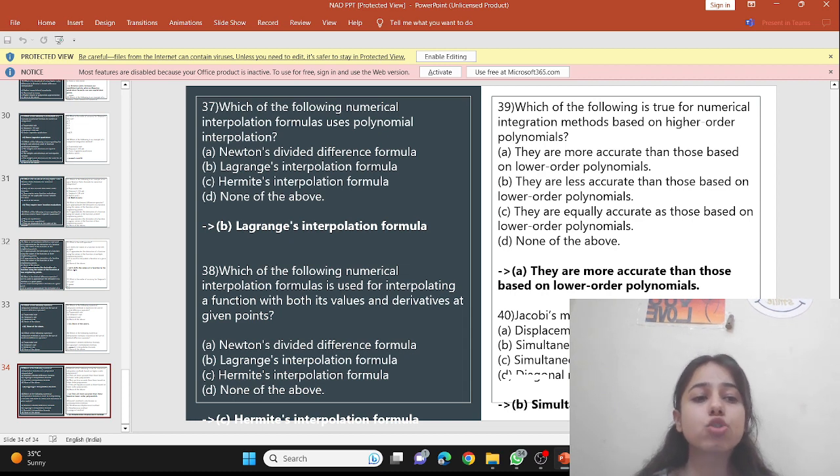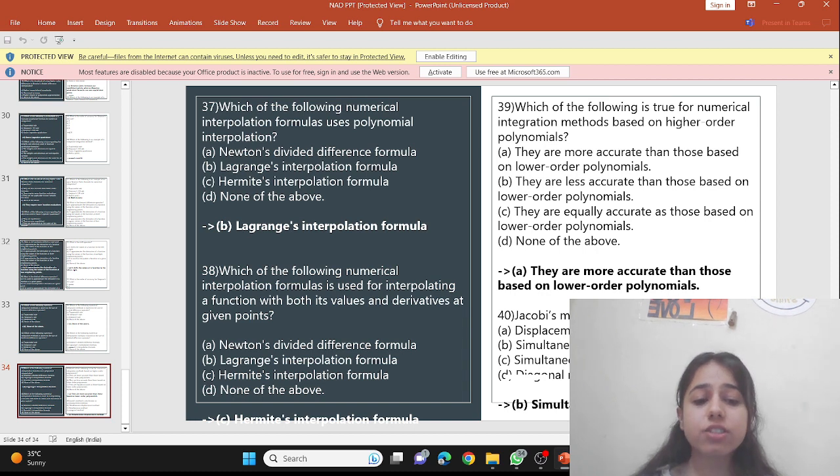39. Which of the following is true for numerical integration methods based on higher order polynomials? A. They are more accurate than those based on lower order polynomials. Yes, this is true. B. They are less accurate than those based on lower order polynomials. No, this is false. C. They are equally accurate as those based on lower order polynomials. It is also false. So the correct option is A: they are more accurate than those based on lower order polynomials.